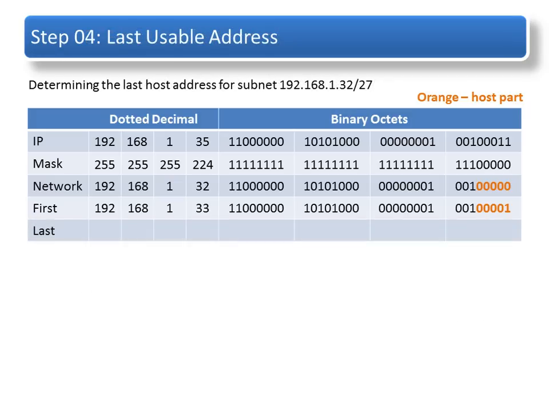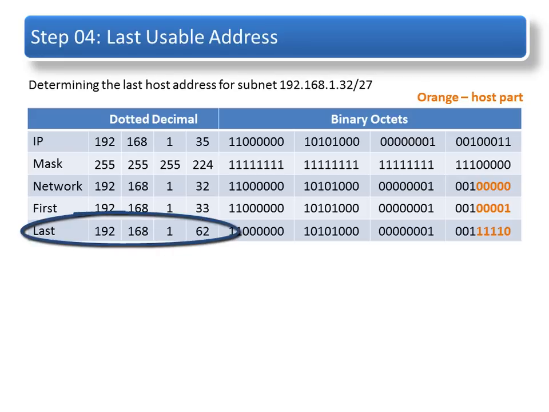To determine the highest host address, make the lowest host bit a 0 and all other host bits a 1. As indicated, the host parts are in orange, hence I change only those bits to be all 1s and the lowest bit a 0. This would yield a 192.168.1.62 as my last usable address for this network.